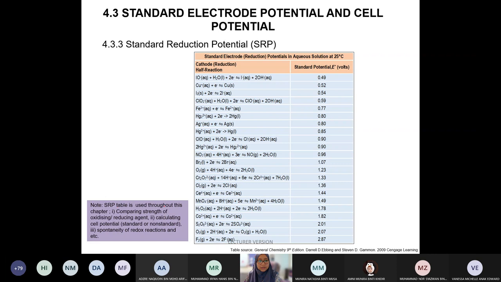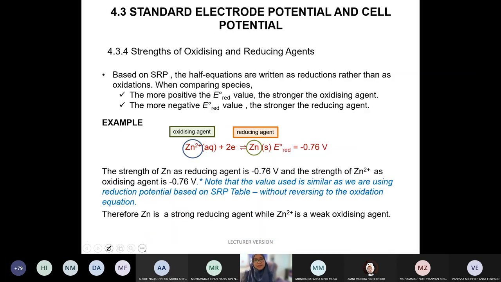So, SRP table is used throughout this chapter. So, you memang akan pakai, you akan based on this table. Okay, first, satu, you boleh compare strength of oxidizing and reducing agent. Okay, you need to calculate the cell potential, but you will be using this table. Whether it is standard or non-standard condition, and then spontaneity of redox reaction and etc. Okay.